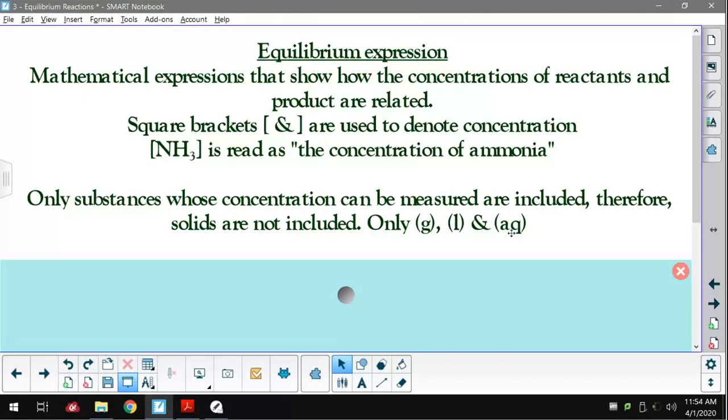We can't do that for solids because the concentration of a solid is, well, it's a solid. There's not moles per liter. So concentrations are only used for gases, liquids, and aqueous substances. And so therefore, when you write an equilibrium expression, which you will not have to do, it's only going to include gases, liquids, and aqueous substances. That's the only things that are included. There's nothing below that. Okay.